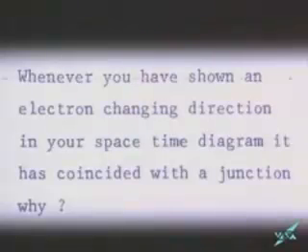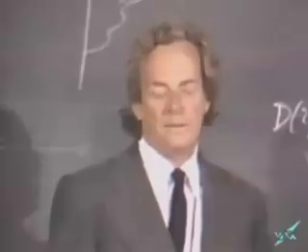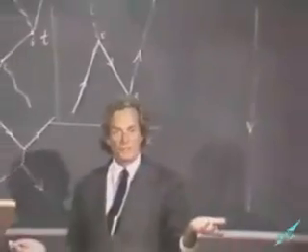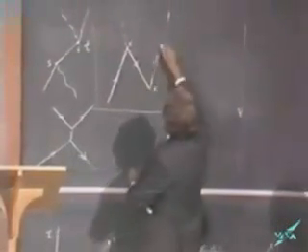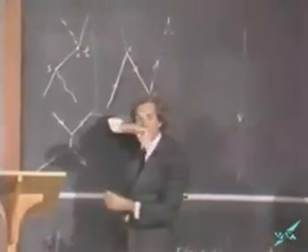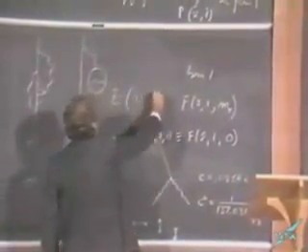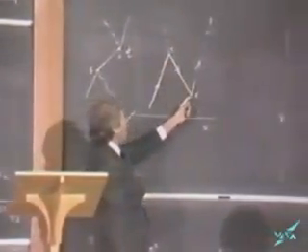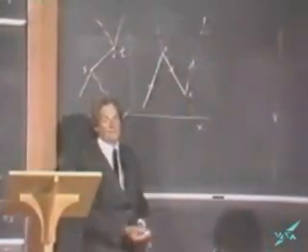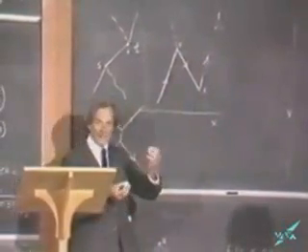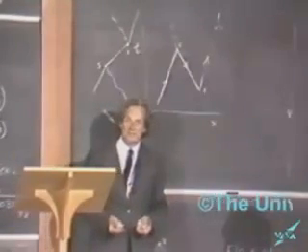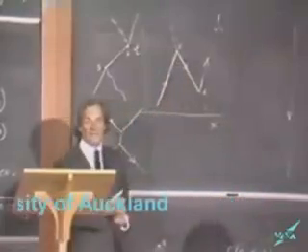Whenever you have shown an electron changing direction in your space-time diagram, it has coincided with a junction. Why? I did that because what I really know, and the only thing I do know, is that it has an amplitude to go from 5 to 6 as a free particle without disturbance. And then there are junctions, and then it goes to another point as a free particle without disturbance. And so I just wanted to represent the functions which I've erased here. By this line, I mean that in the final expression, you will find a factor E56. The line is only meant to indicate that fact; the fact that it's straight is a convention, all right? It doesn't mean that the electron has to go exactly along here or anything like that.